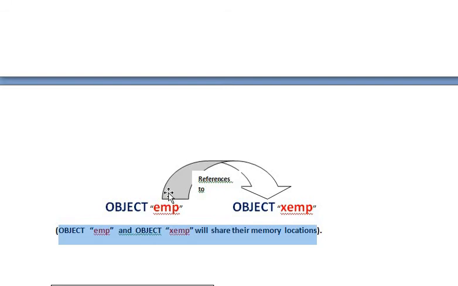Now in this case, if the new object emp is an alias to the old object xemp, then both their states must be exactly the same. If for any reason you change the state of one object known as emp, the state of the other object known as xemp is also going to change. As a result, we can conclude that the changes in the state of the object emp shall also be reflected in the object xemp, because they both share their memory locations.